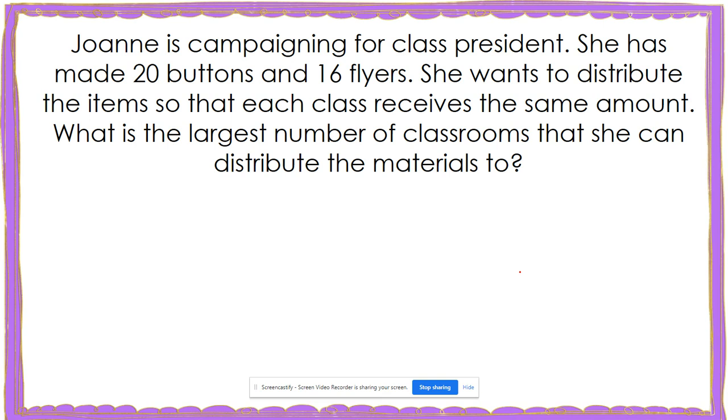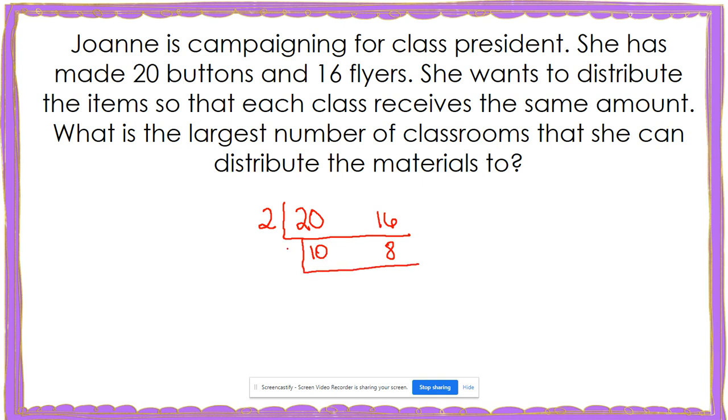Because I know that she is trying to put the same amount in each classroom, I need to figure out how many buttons and how many flyers she should put in each classroom. So I'm going to find the GCF of 20 and 16, and I'll use the slide method. They're both even numbers, so I know that 2 will go into both of them. And 2 times 10 gives me 20, and 2 times 8 gives me 16. Now, neither of these are prime numbers, so I need to go further.